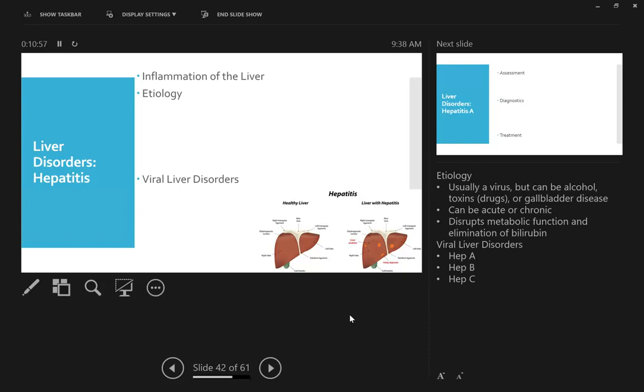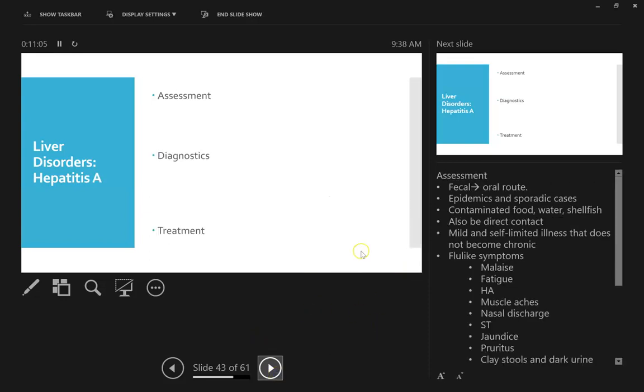The most common we're going to talk about is the viruses. So we have hepatitis A, hepatitis B, and hepatitis C. And then I've got those in the other slides coming up. So hepatitis A, this is spread from the fecal to oral route.